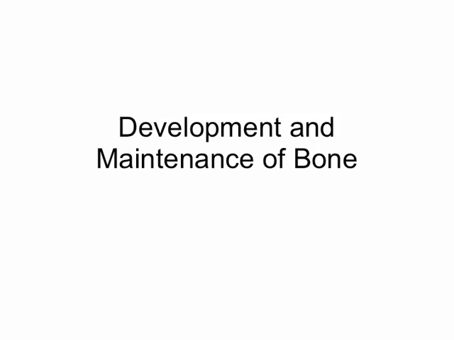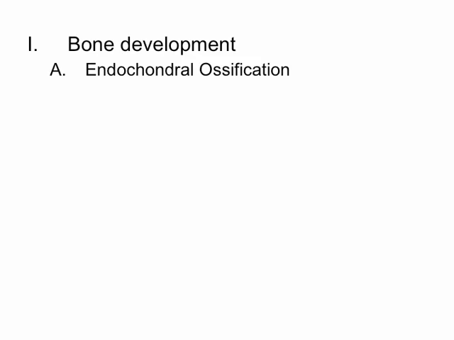Development and maintenance of bone. To begin, we're going to look at how a bone develops. We're going to call this process endochondral ossification. If we break that word down, we're going to get endo, which means inside of, chondral means cartilage, and then ossify or osseous refers to bone. So in this case, we're going to have the formation of bone inside of cartilage.